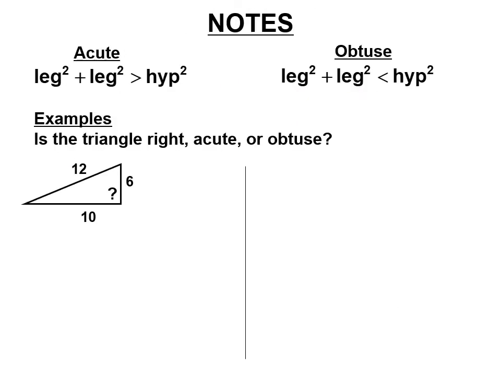Okay, you can actually tell from the math whether the triangle is also acute or obtuse. So let's see that. So the long side is 12. 10 squared equals 12 squared.